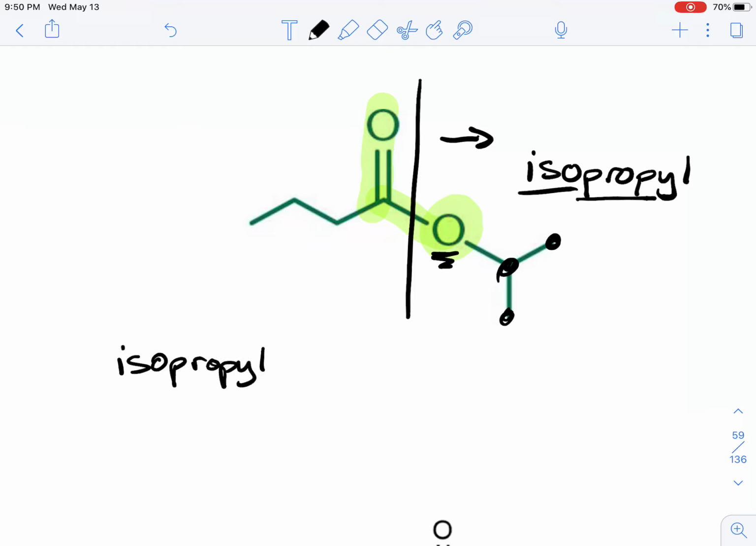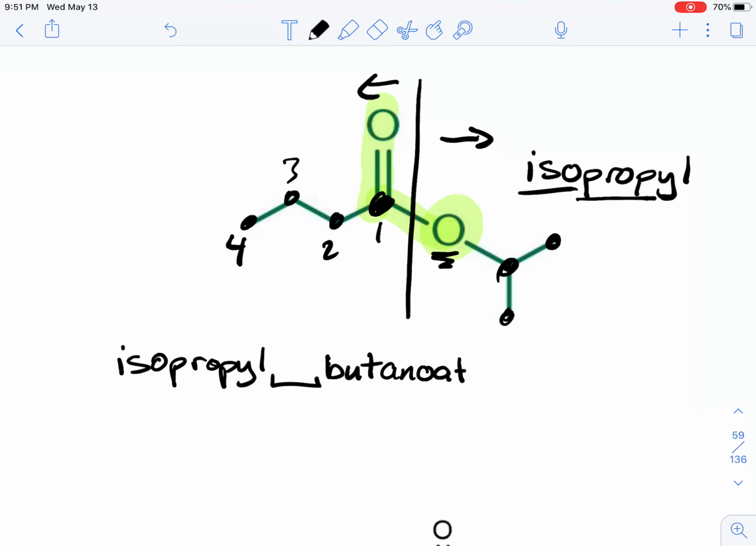Next, I'm going to go ahead and name my parent chain, which starts from the carbonyl carbon. So this is 1, 2, 3, 4. So since I have 4 carbons, I'm going to put a space. This is going to be but. Since they're all single bonds in that chain, this is butane. Erase the E, put an O-A-T-E to signal that this is an ester. And so my final answer is going to be isopropyl butanoate.